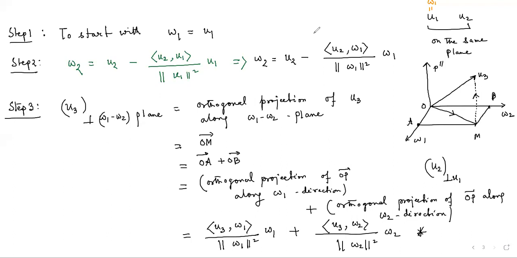I don't want to change the page. Therefore, this new vector w3, just similar to our previous case, can be written as u3 minus the first orthogonal projection that we have considered and the second orthogonal projection that we have considered. I mean, this plus this.